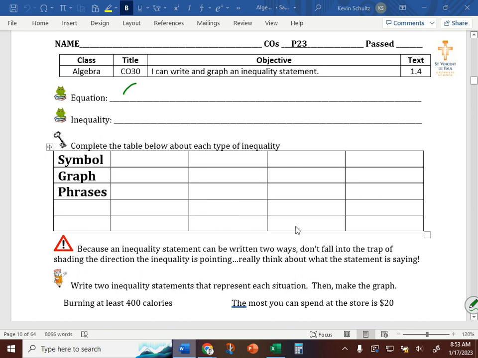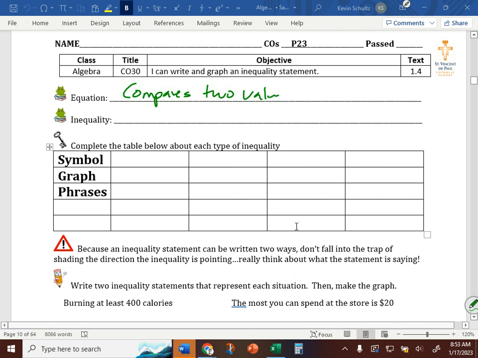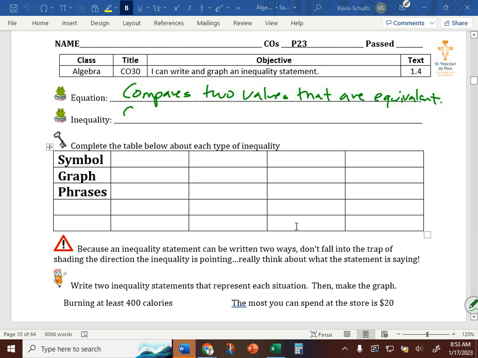An equation compares two values that are equivalent. Okay? An equation compares two values that are equivalent. Inequality kind of just does the exact opposite. An inequality compares two values that are not equivalent. Okay? That are not.